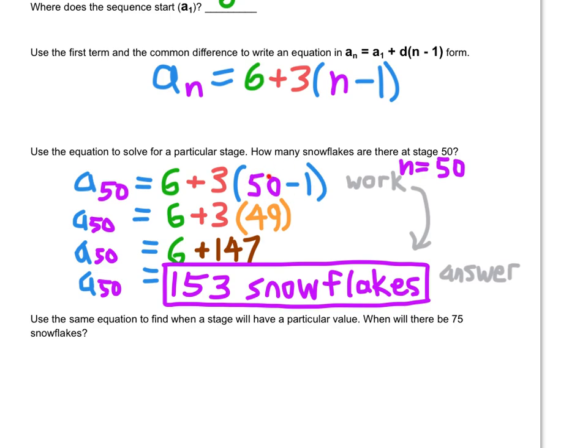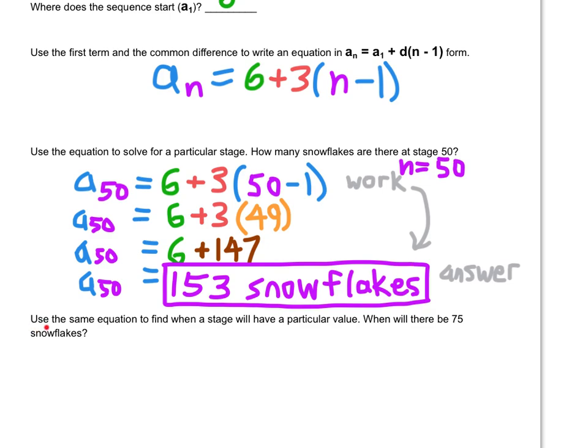We start with the 50 minus 1 is 49. 49 times the 3 is 147. 6 plus 147 is 153. Again, all I really have to do is type in 6 plus 3 parenthesis 50 minus 1 parenthesis on the calculator. That's our work. Boom, answer is 153.